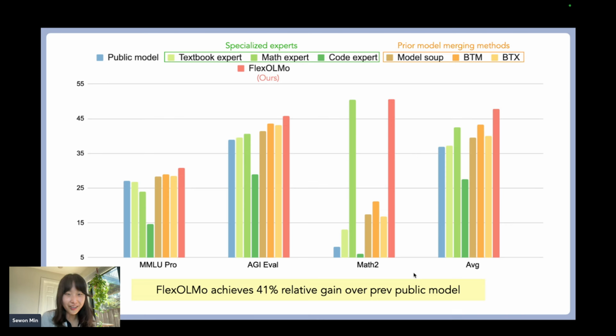Yeah, and then finally we have our model, which is called FlexOlmo, and we found this is better than all the prior model merging methods. It achieved 41% relative gain over the previous public model. In particular, for the general purpose data sets like MMLU Pro and AGI Eval, they are better than prior merging methods as well as specialized experts. And then for specialized domain like math, it is getting very close to or outperforms the specialized experts like math experts. So when we do averaging over all data sets, they're significantly better than all the other baselines.